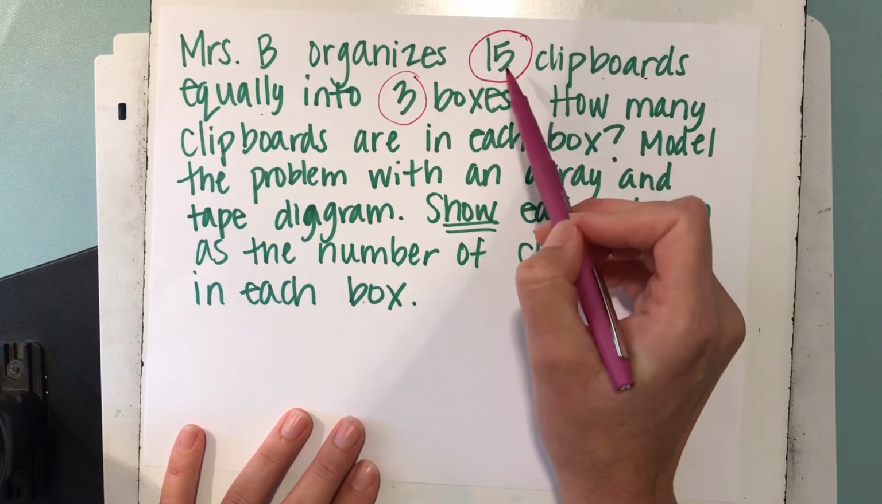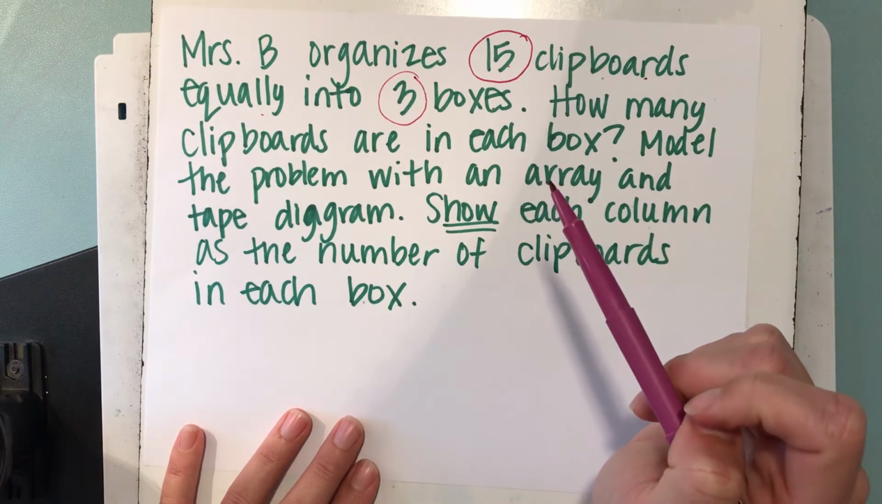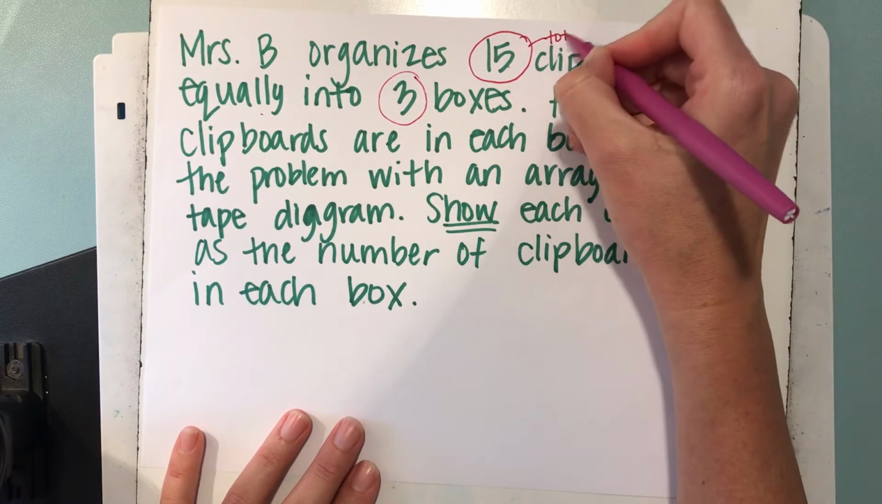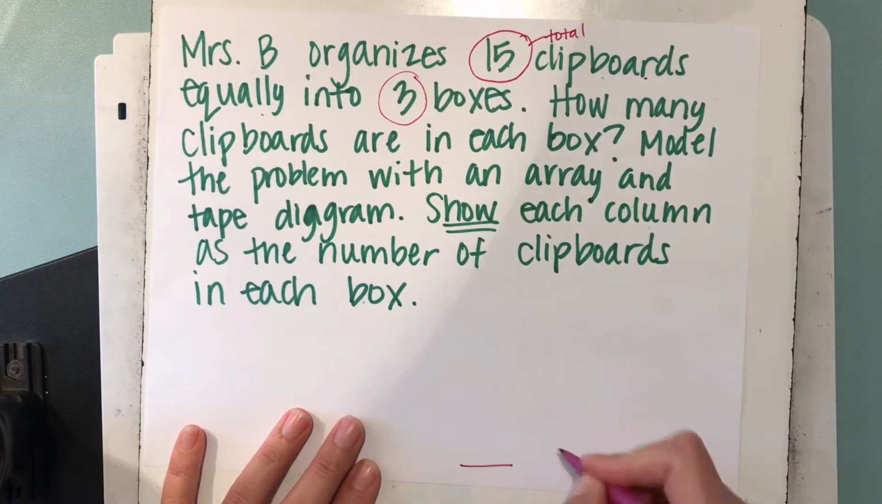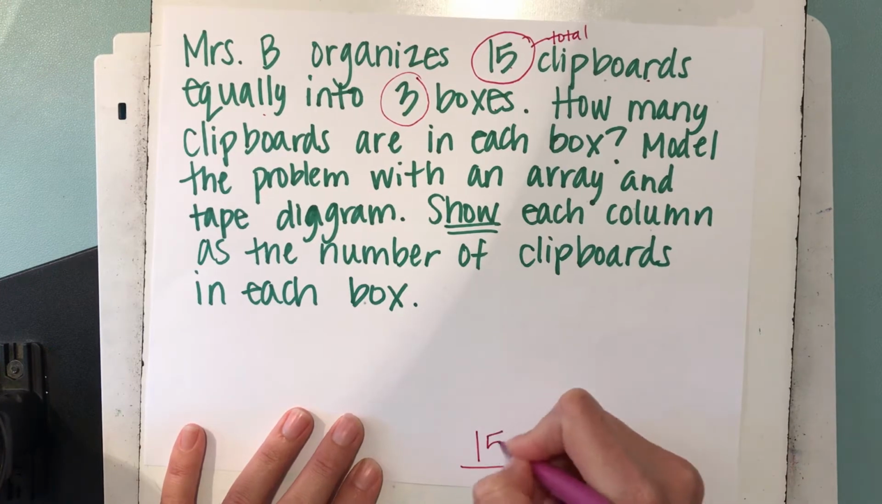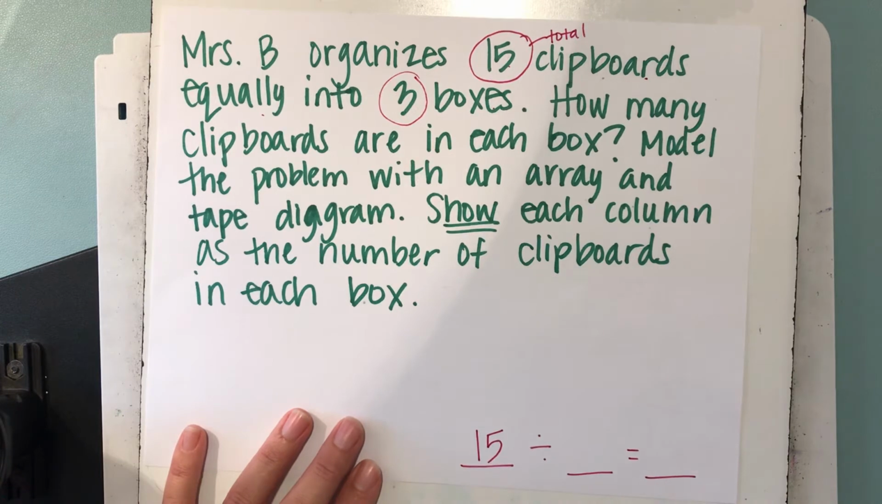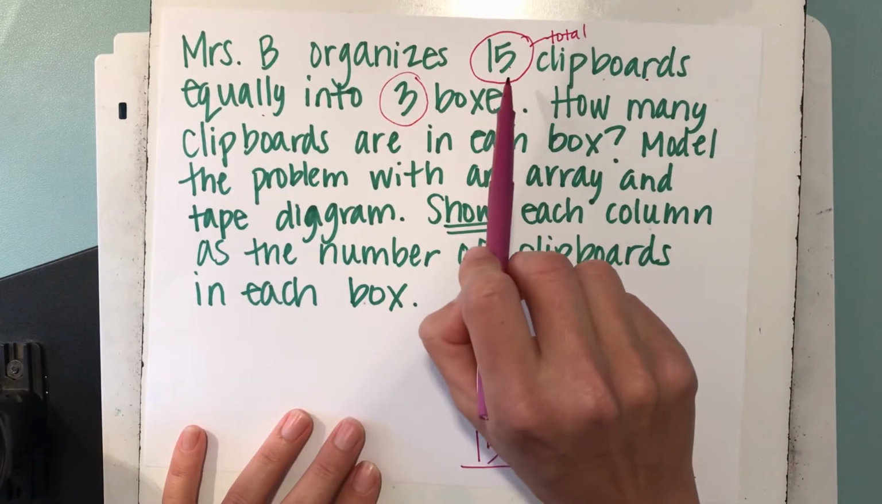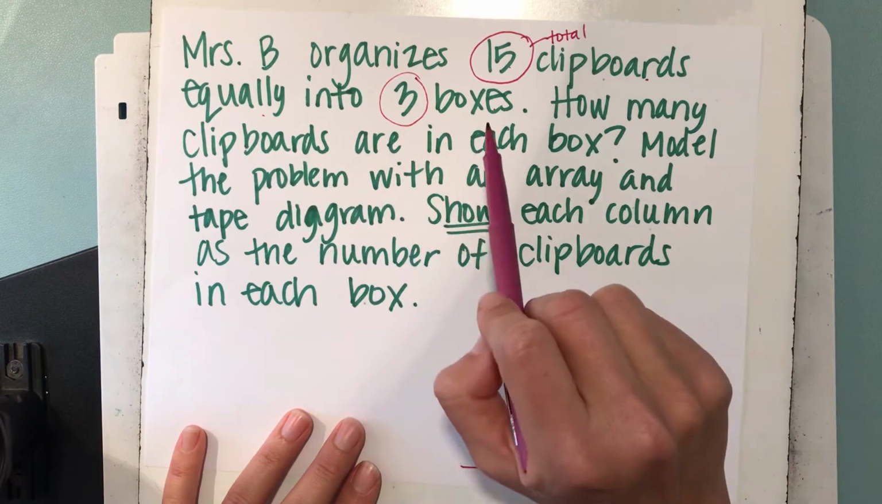So do we know the total so far? Yeah, we know the total. We know the total is 15. I think I might write that down here so I don't forget, because we know the total always goes first in division. And it says she splits these 15 into 3 equal boxes.